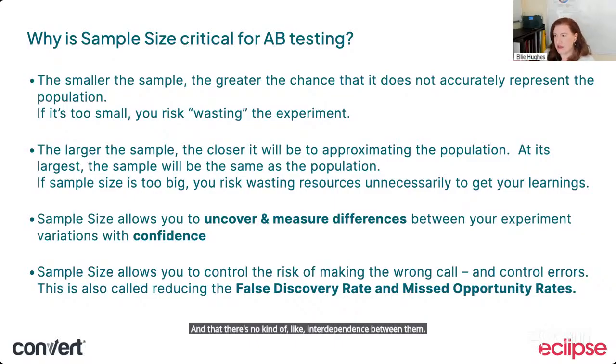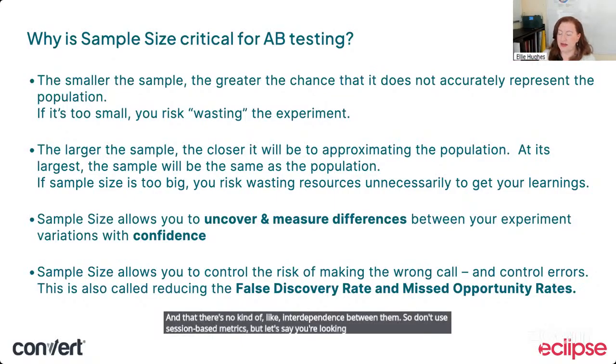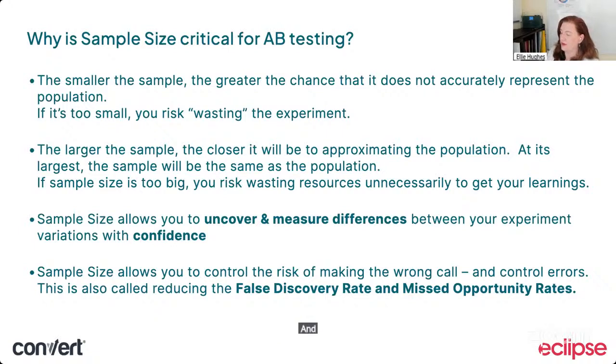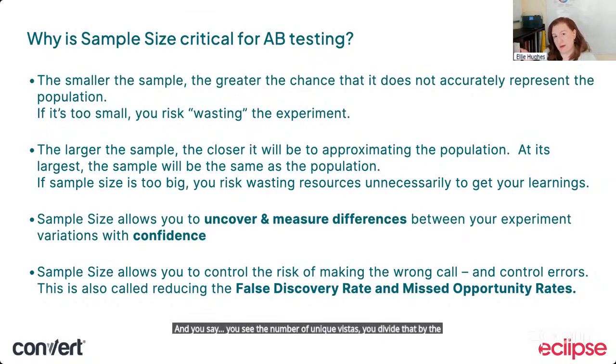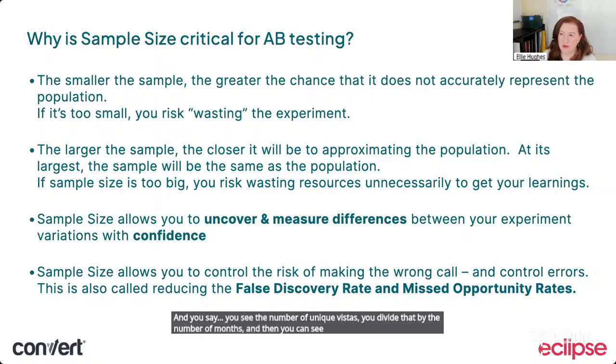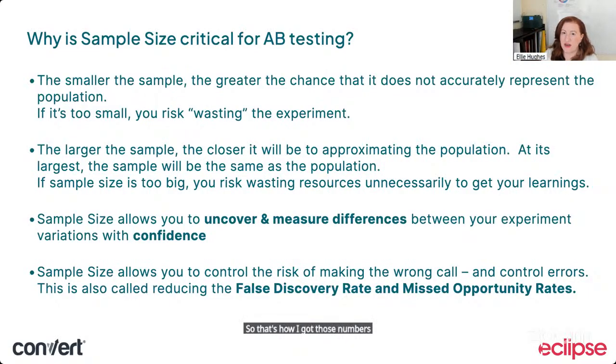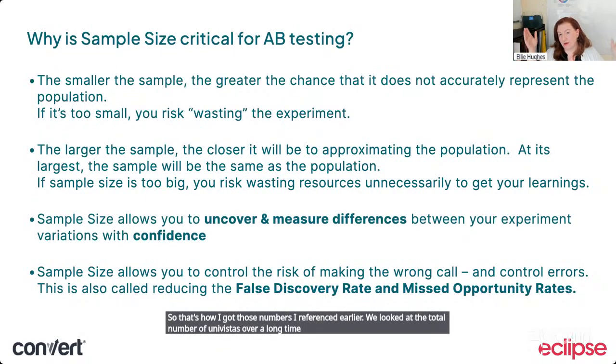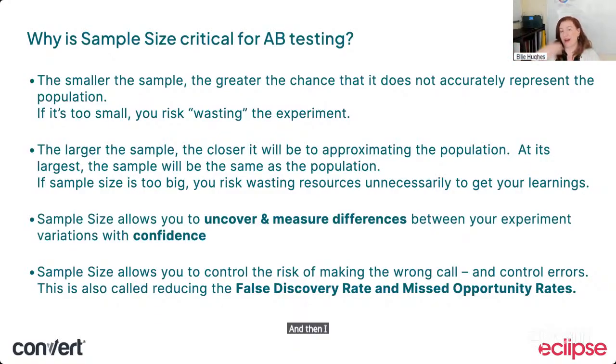So don't use session-based metrics, but let's say you're looking in Google Analytics at the last 6 months of data, and you see the number of unique visitors. You divide that by the number of months, and then you can see the number of unique visitors per month. That's how I got those numbers I referenced earlier. We looked at the total number of unique visitors over a long time period so that I can include seasonality and natural variation, and then I divided it so I got an average number of unique visitors per month or per day. And then you also want to do the same thing for conversion rates.